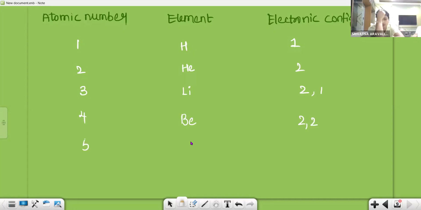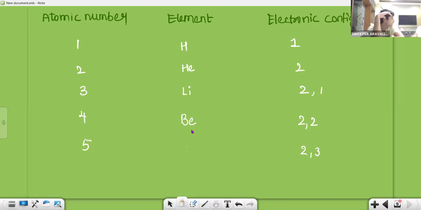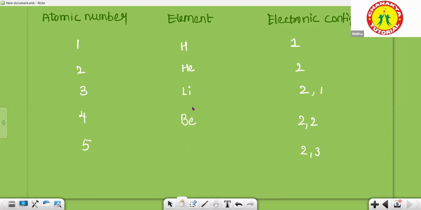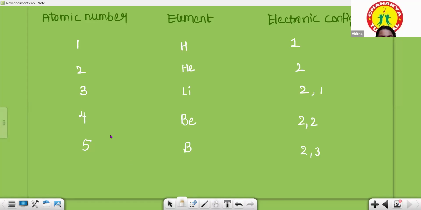Tell me for 5. 5 is going to be 2 comma 3. Very good. The element is B. B for boron. You are in chemistry class.